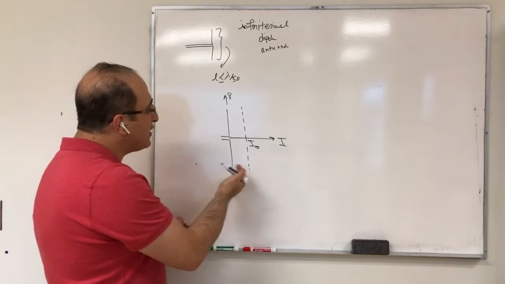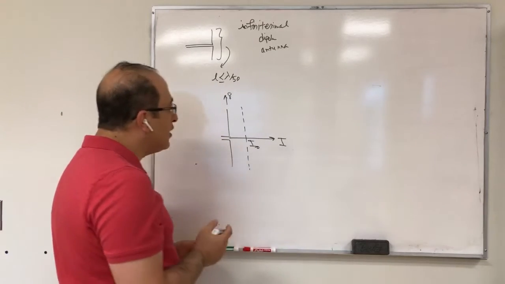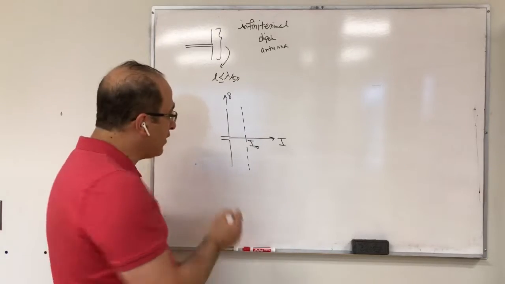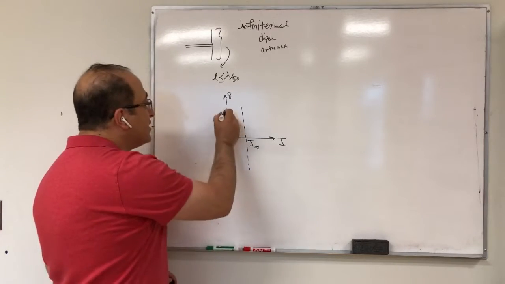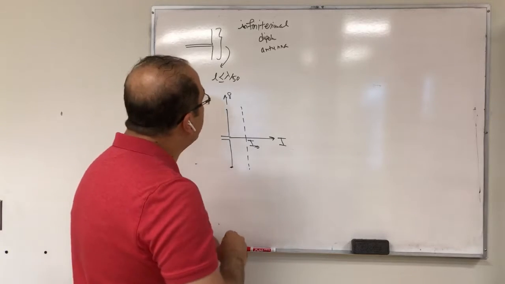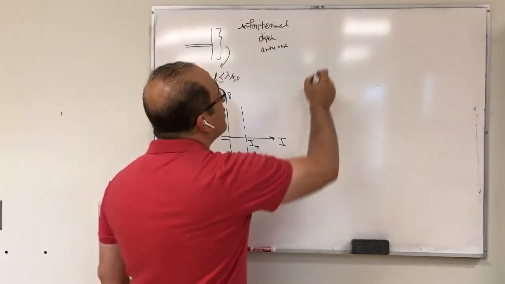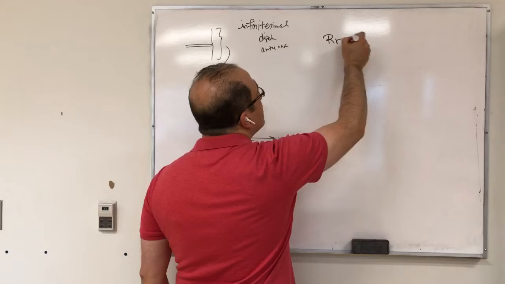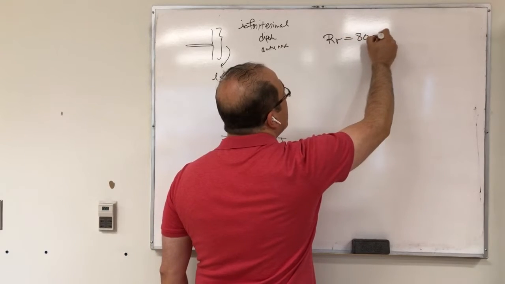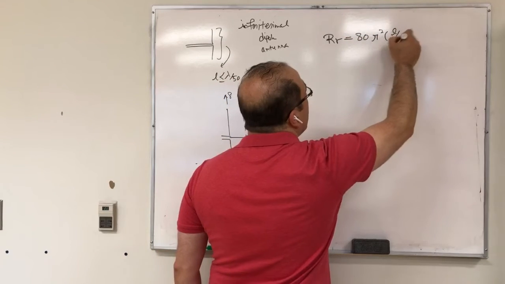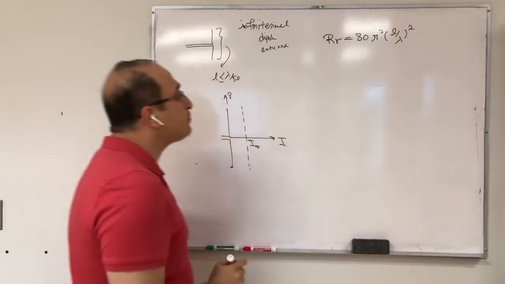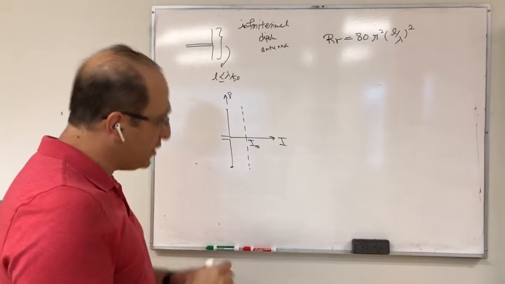We mentioned that if you want uniform current, you of course need top loading. Otherwise, the current has to go to zero at the end. With that, we got this equation for the radiation resistance, R_r = 80 pi squared (L/lambda) squared. And this was our equation.